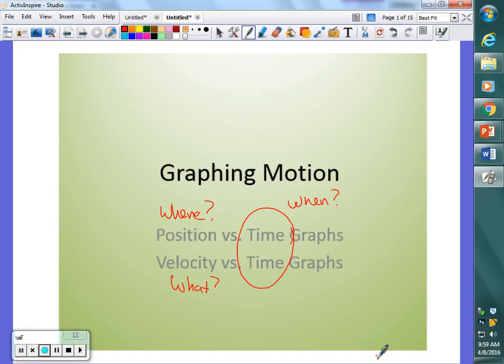Why is the next chapter. Okay? We get into forces in the next chapter. Forces are why. Okay? So we'll get into that in the next chapter. Don't worry, we'll get there.